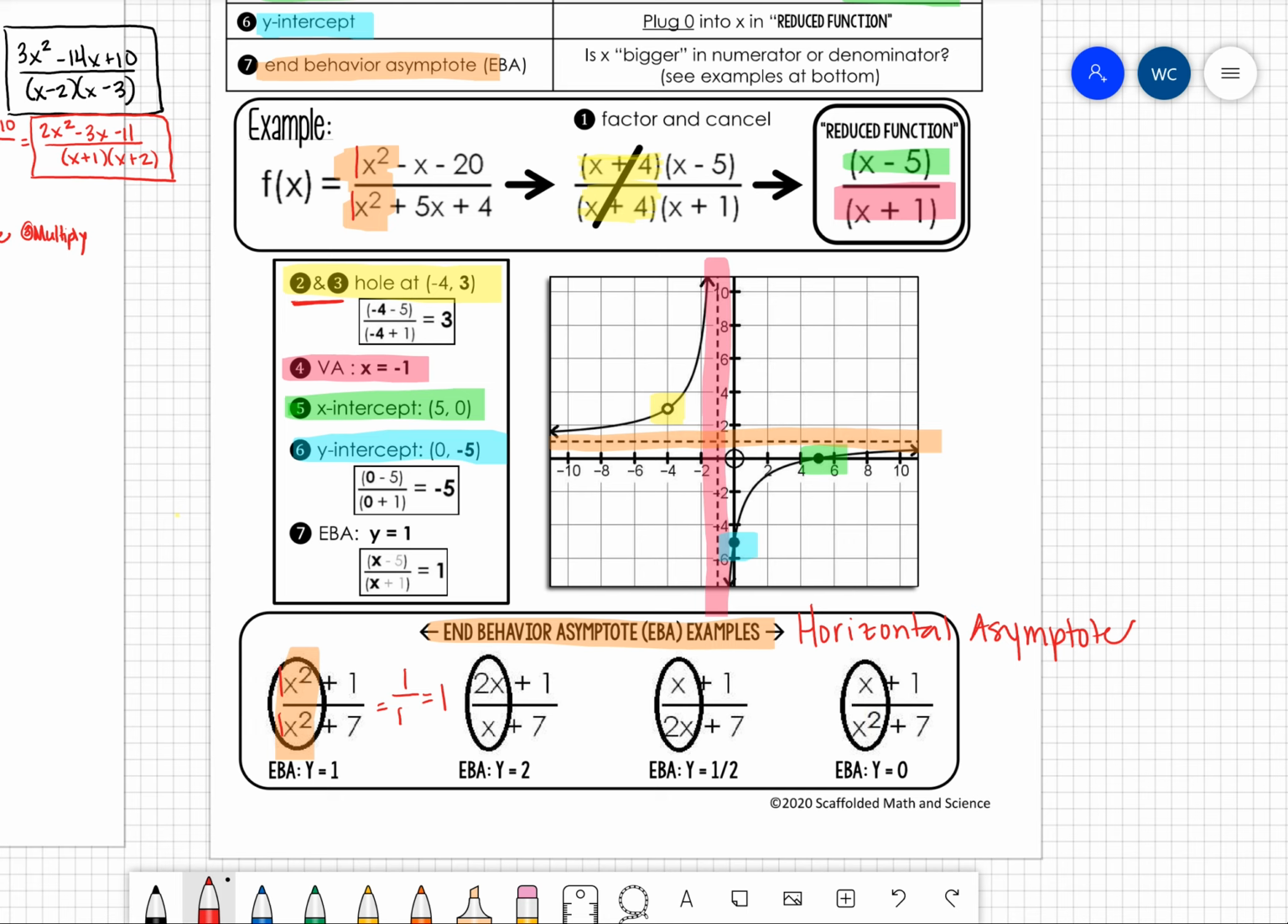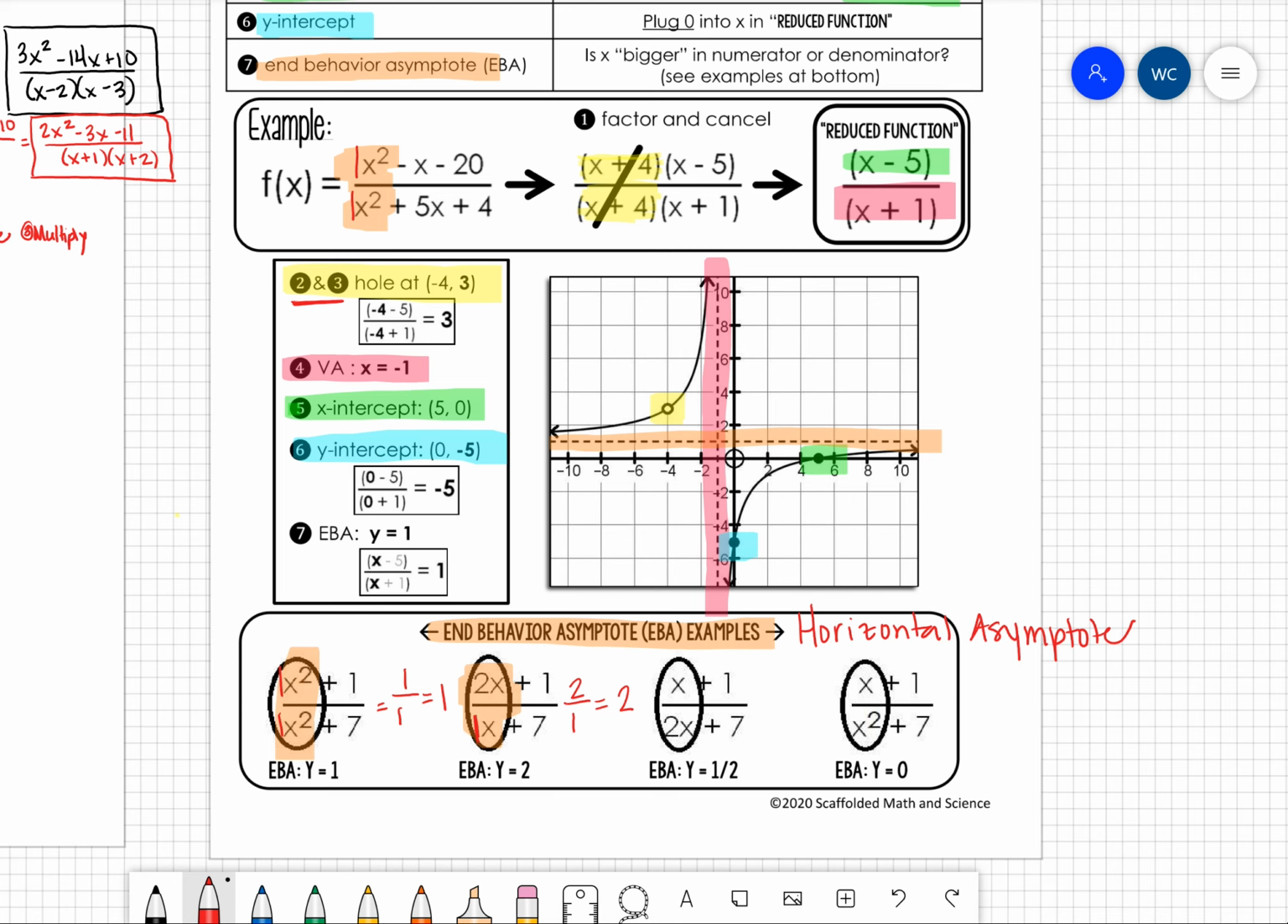Now, looking at the next one, I have an x and an x. They are equal to each other. So again, all I have to do is drop the x's and just work with the coefficients in the front so that I get 2 over 1, which is just 2. So I know I'm going to have a dotted horizontal line at 2.